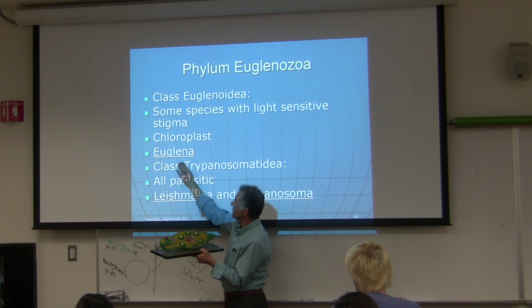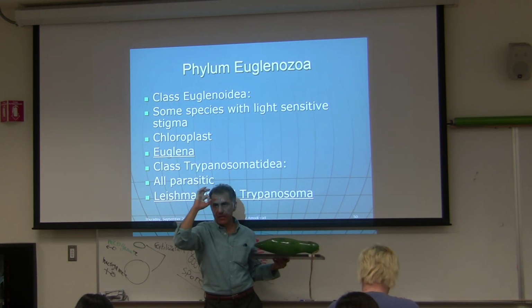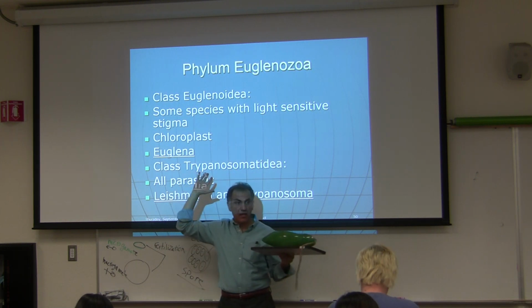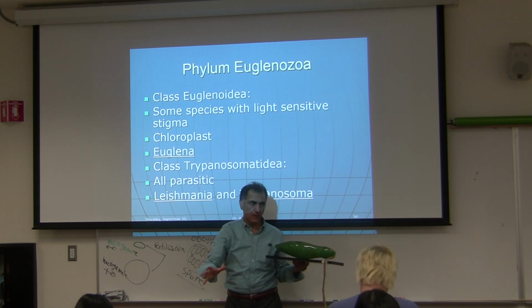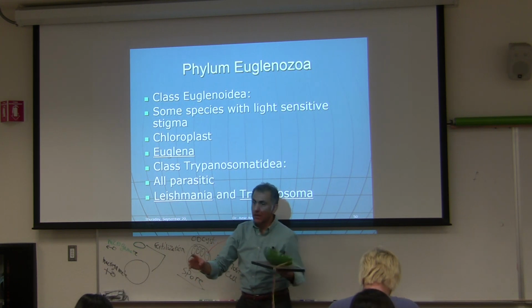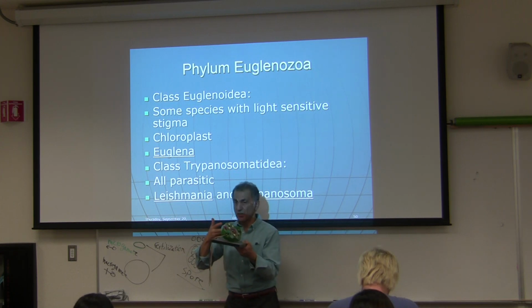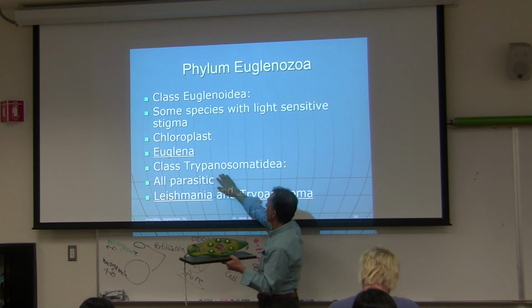We do have a slide of Euglena in the lab, and we do have a slide of cyst of Euglena. So when the conditions of the environment are horrible for Euglena in a pond, they go into encystment. Okay, I hope I'm making some sense. When the conditions are favorable, they go on their binary fission.